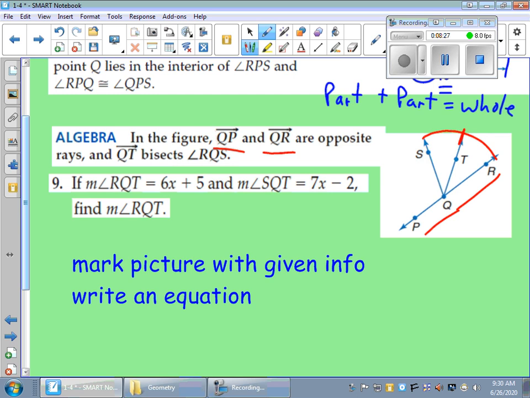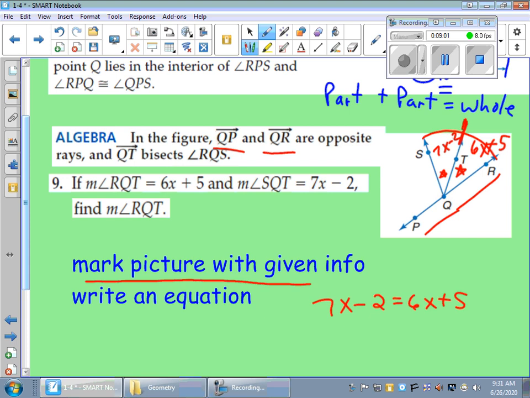So we have the measure of angle RQT. Here's RQT, so this is 6x plus 5. And the measure of SQT, which is right here, is 7x minus 2. Well, since this is an angle bisector, it cuts those into two equal parts. So when it says down here, mark the picture, that's what I just did. Now we have to set these two equal to each other, 7x minus 2 and 6x plus 5. Those two are equal. Again, why? Because we are told that QT is a bisector.